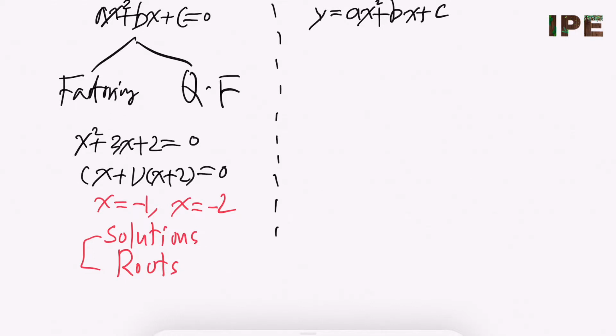In a function, some questions ask you to find zeros. Find the zeros of this function. Zeros mean the x values when y is 0. When the function value is 0, what is x? Those are the zeros of the function. So plug in 0 for y and then find the x value. That is exactly the solution of the equation, right? When you plug in 0 for y, it becomes a quadratic equation. So the zeros are actually the solutions.